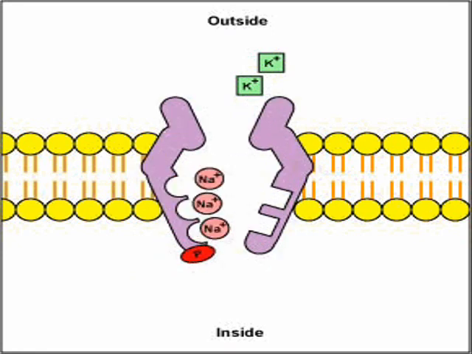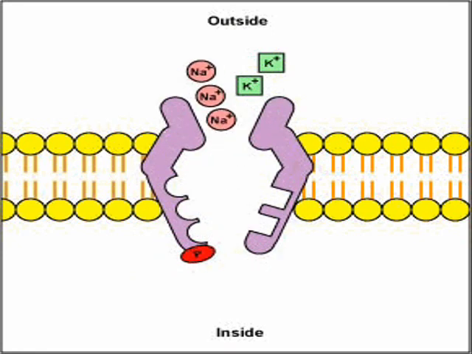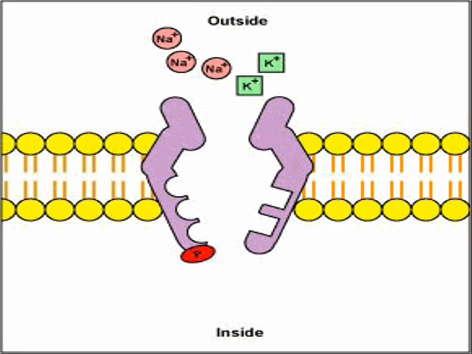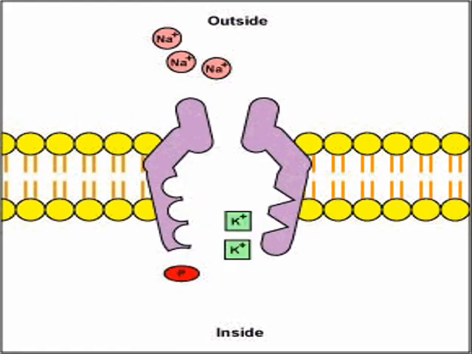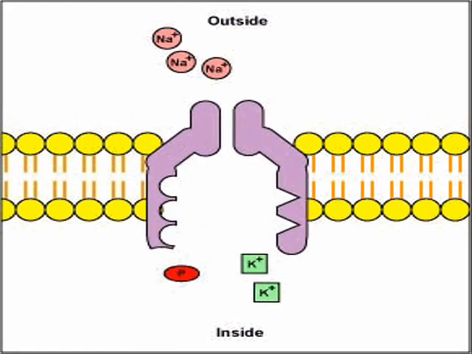The protein changes its shape and releases the sodium ions outside the cell membrane. Outside the cell, potassium ions bind to the pump. As a result, the phosphate group is released from the pump. The pump returns to its original shape and releases the potassium ions inside the cell membrane. For every 3 sodium ions taken out, 2 potassium ions are brought inside.